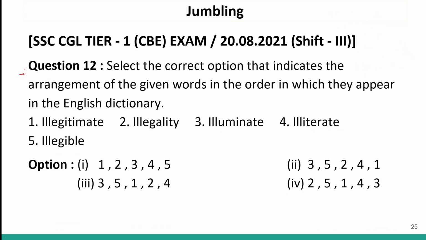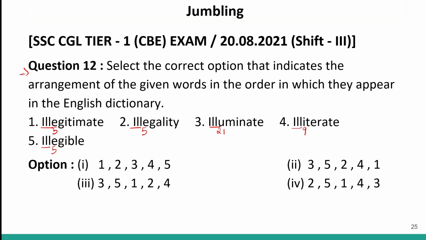Now, question number 12. Illegitimate, illegality, illuminate, illiterate, and illegible. Now, I can see that ILL, these 3 words, ILL is common in all. So we'll move on after this. After this, here we have E, which is 5, E, which is 5, U, which is 21, I, which is 9, and E, which is 5 again.